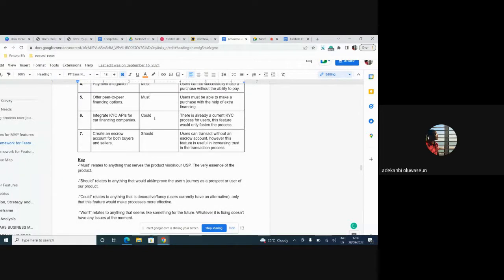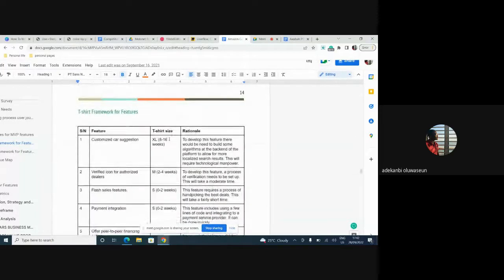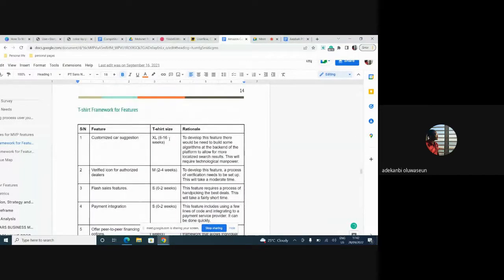So you see the ones for could. Could is that, oh, KYC can always be done by other methods, but we can actually decide to get APIs that would fast track the process. So it's not a must, it's not a should, but we could actually try that. So that's the way you use MoSCoW when you are prioritizing your tasks.